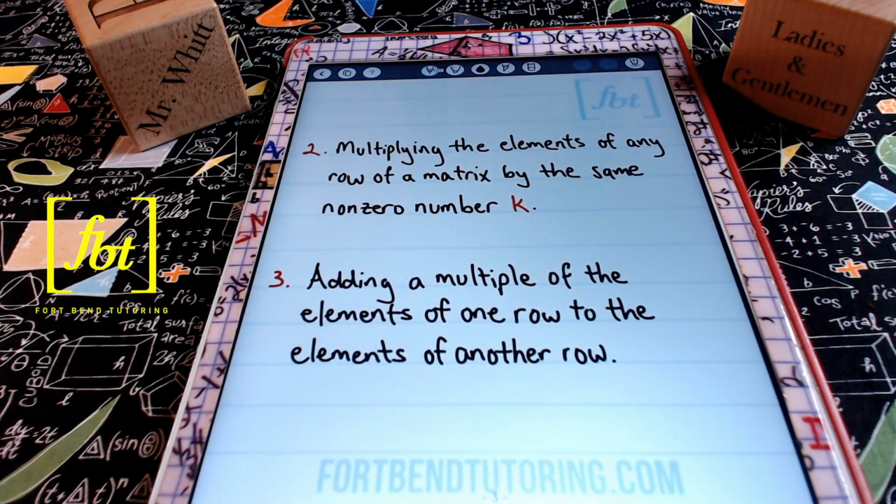With number two, it says multiplying the elements of any row of a matrix by the same non-zero number k will also result in an equivalent system. You can multiply any row by any non-zero number k and the result of the system will not change. Good to know. Number three, adding a multiple of the elements of one row to the elements of another row will result in an equivalent system. Let's say that I multiply one row by 3 and then add it to another row. It will not change the answer to a system of linear equations. This is good stuff, guys. Make sure that you have these rules in mind when doing row operations of an augmented matrix.